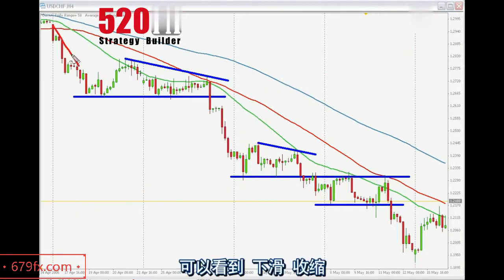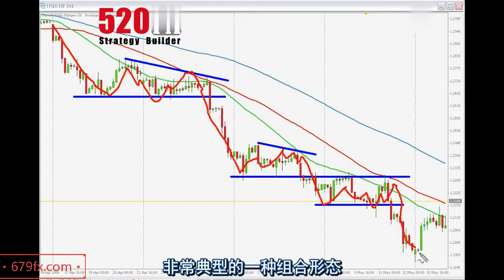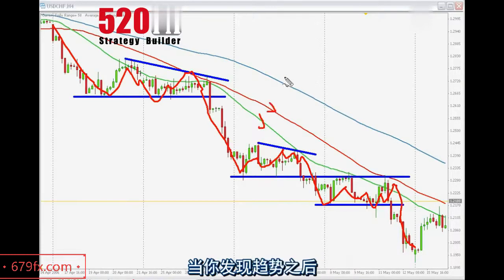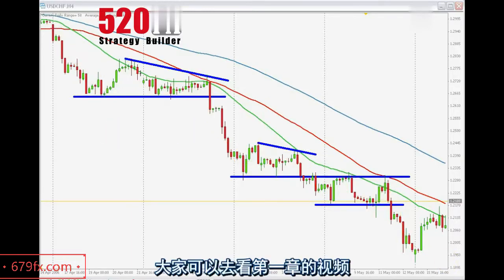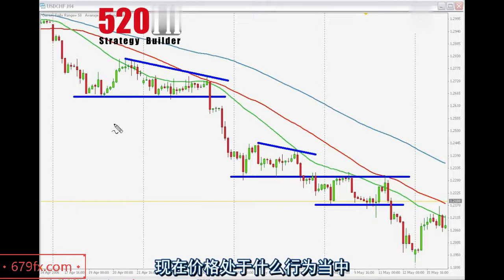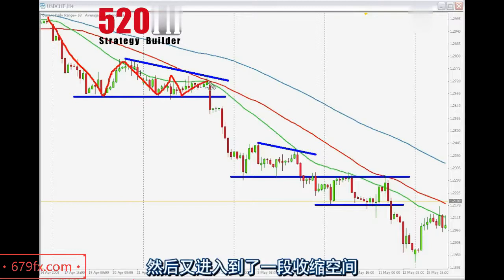As you can see, swing down, congestion, swing down, congestion, swing down, congestion, swing down. It's a very typical pattern. The fundamental part is to spot the trend, and once you spot the trend, spot what price is actually doing. Please go back to the first chapter in the section where I was talking about the trade plans. If you review the first point of the list, it was to basically ask yourself, what's price doing at this time? You see a swing down, and then you see that we've entered a period of consolidation.